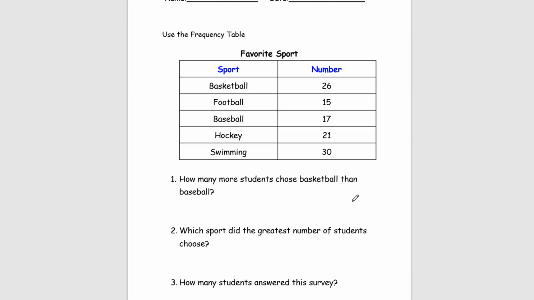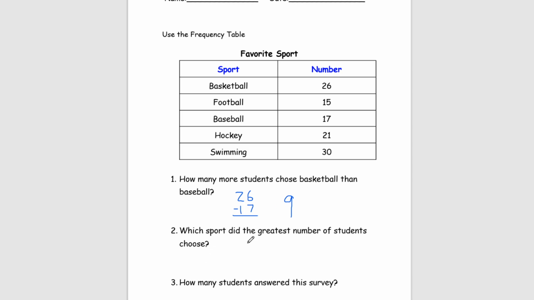Looking at number one, it asks how many more students chose basketball than baseball. Simply, all we have to do is look at the table and subtract. We know that 26 students chose basketball, and for baseball, only 17 chose it. So all we have to do is subtract, which gets us 9. So nine more students chose basketball over baseball.